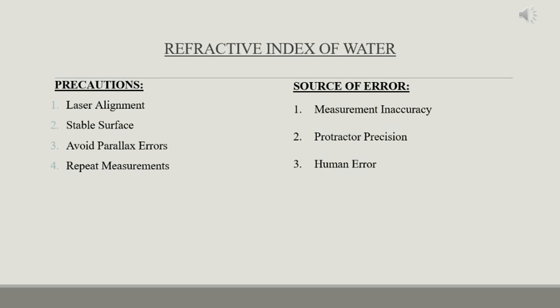Sources of error. Measurement inaccuracy. Errors in measuring the angles of incidence and refraction can lead to incorrect calculations of the refractive index. The precision of the protractor used can limit the accuracy of angle measurement. Using a more precise protractor can help reduce this error. Subjective judgment in marking the laser entry and exit positions and reading the protractor can introduce error. Taking multiple measurements and averaging them can help minimize this issue.